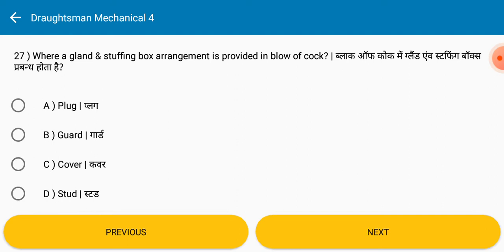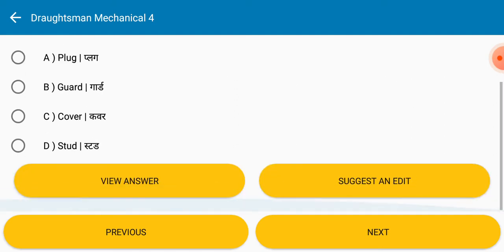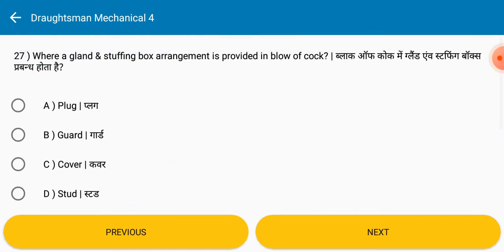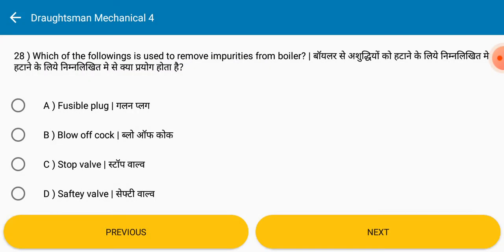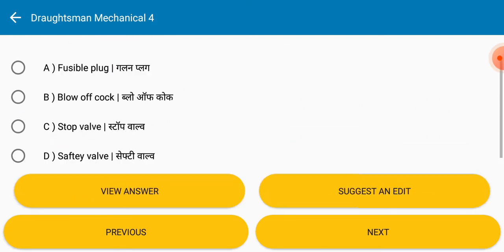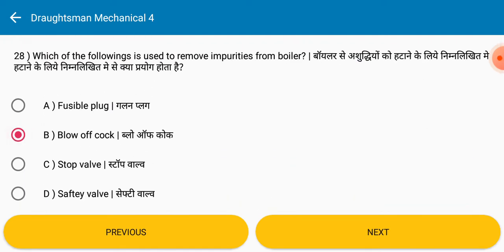Where a gland and stuffing box arrangement is provided in blow-off cock? The right answer is option number C, cover. Next question. Which of the following is used to remove impurities from boiler? The right answer is option number B. Blow-off cock is used to remove impurities from boiler.